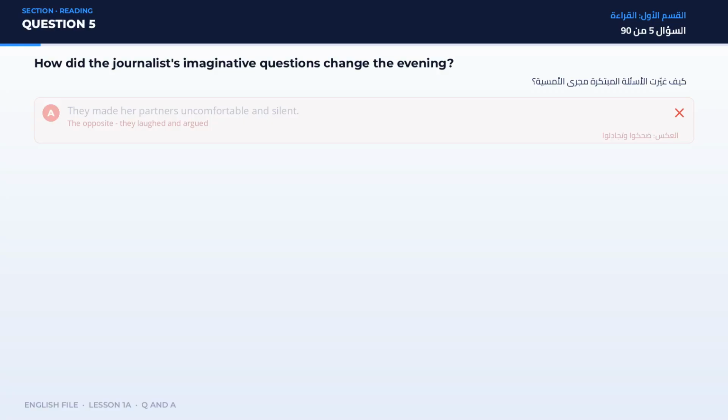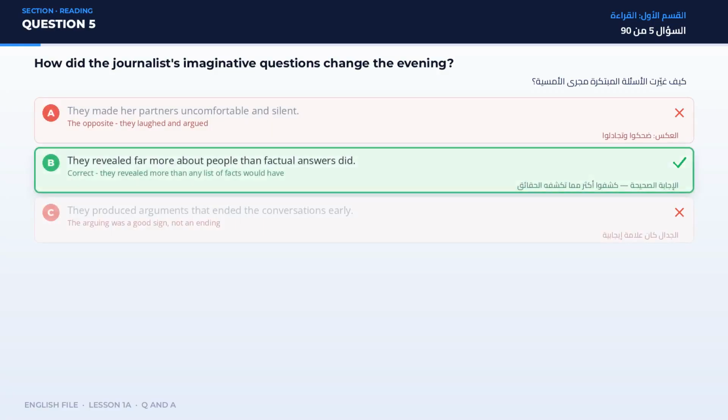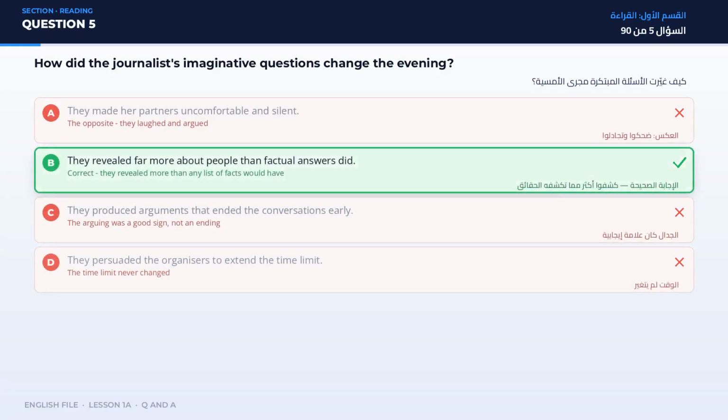The answer is B. They revealed far more about people than factual answers did. They revealed more than any list of facts would have. Not A, the opposite. They laughed and argued. C, the arguing was a good sign, not an ending. D, the time limit never changed. Question 6.